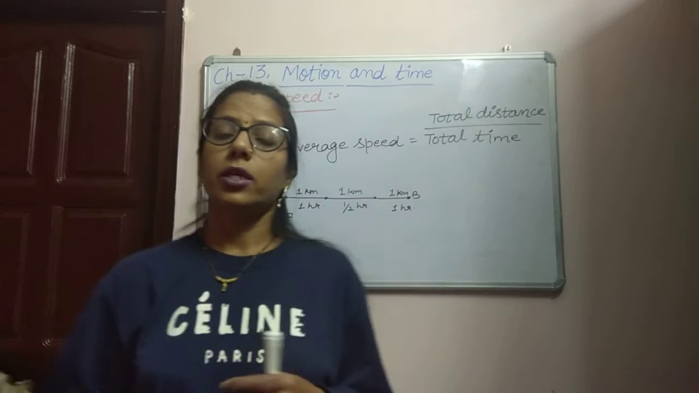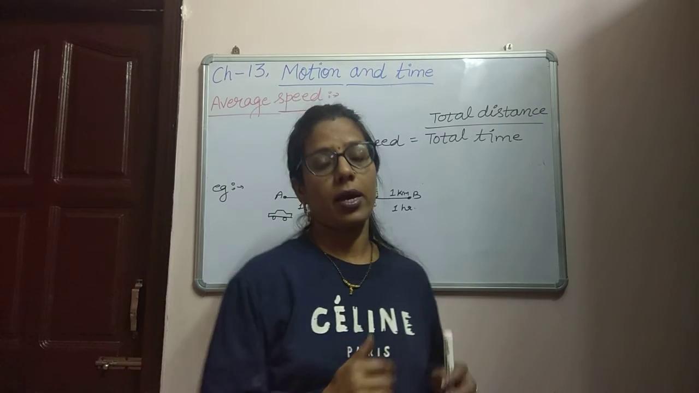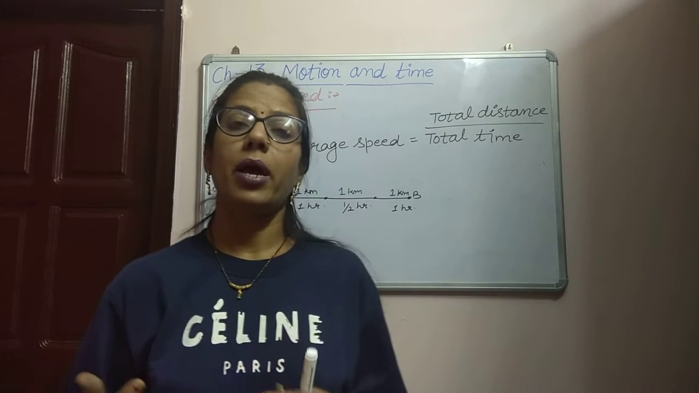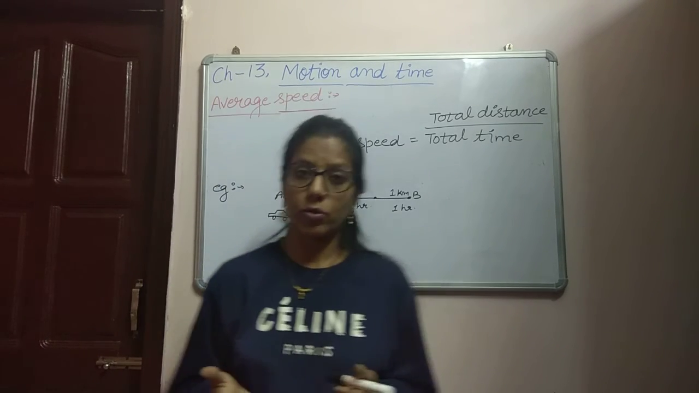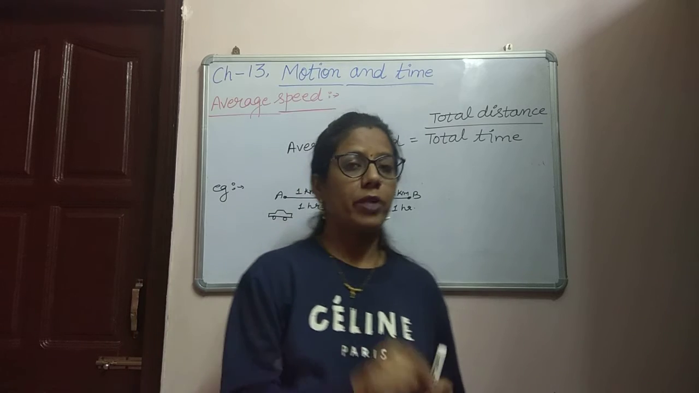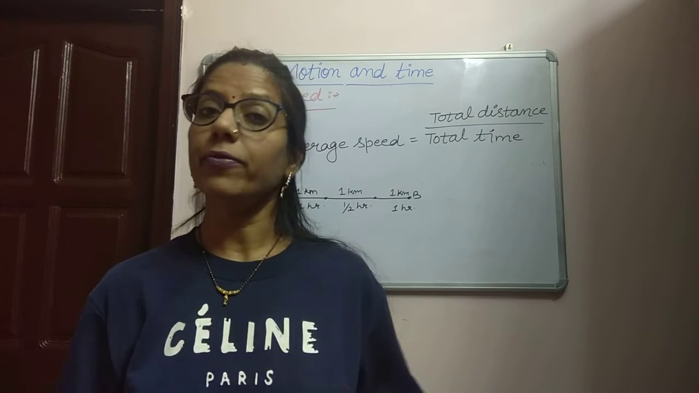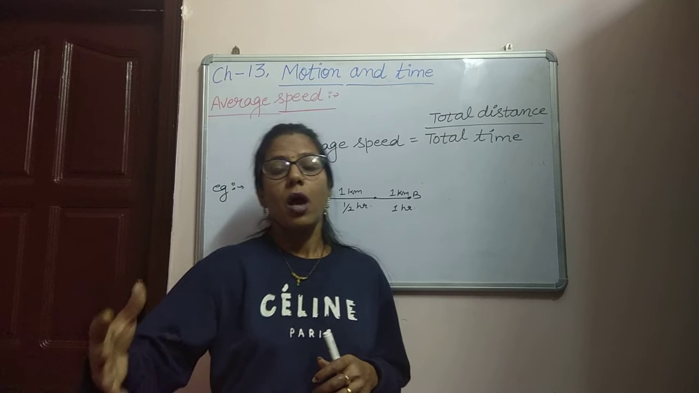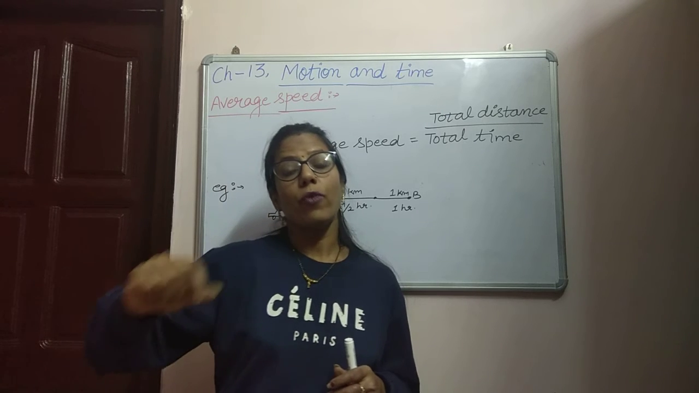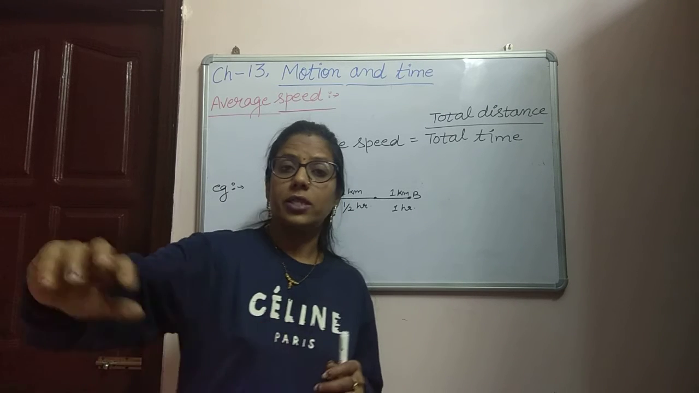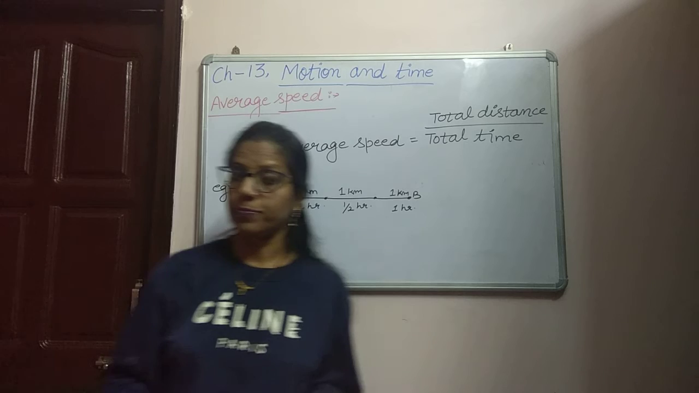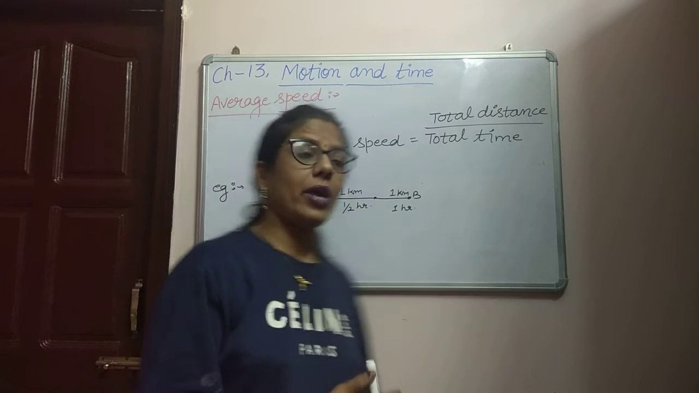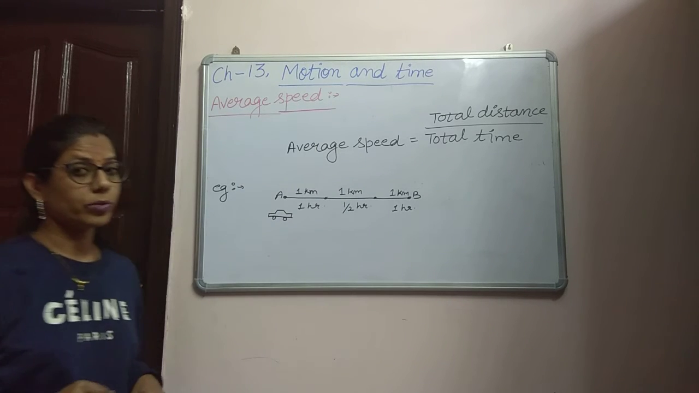Then again, this road is completely vacant, and again I am covering 1 kilometer and taking only 5 minutes. Now my speed will be 1 kilometer upon 5 minutes. So in this case, for reaching from one point to another point, I can't say the actual speed of me, meaning the actual speed in the total journey. So in this case we have to calculate the average speed of the object.